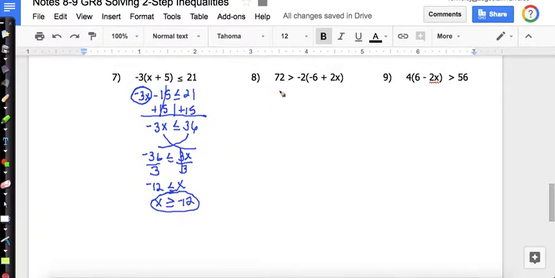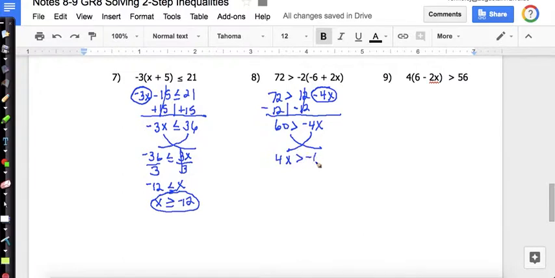Okay. Number 8, 72 is greater than, now I got to distribute, negative 2 times negative 6 is positive 12. Negative 2 times 2x is negative 4x, so I can write minus 4x. Circle this, and that means that the variable is negative, so draw your t. If I want to cancel positive 12, I need to subtract 12. Okay, 12s cancel. 72 minus 12 is 60, so 60 is greater than negative 4x. Now, the variable is negative, so we're going to rewrite, and we have 4x is greater than negative 60.